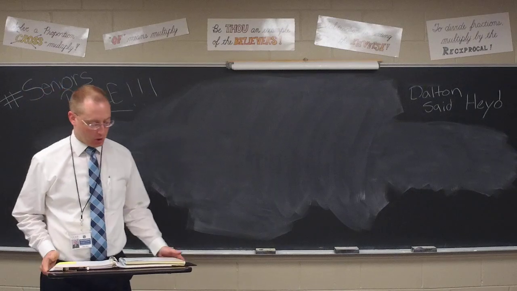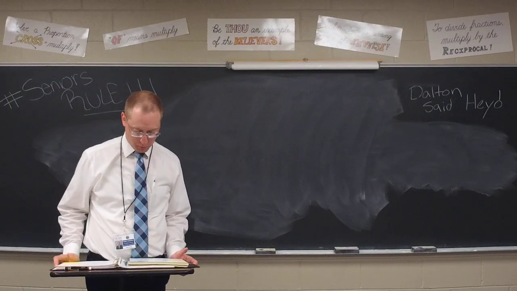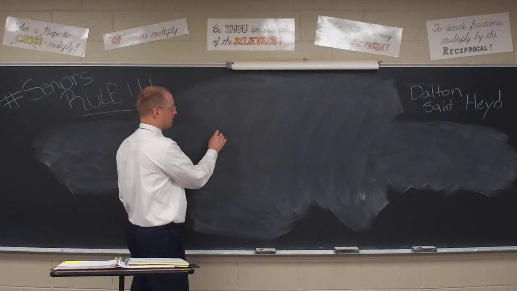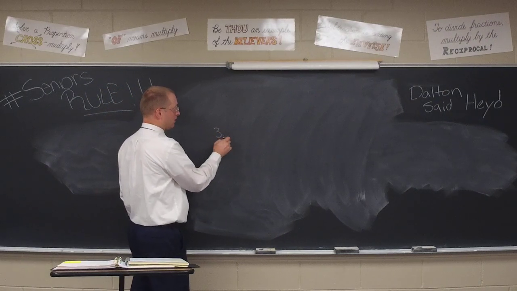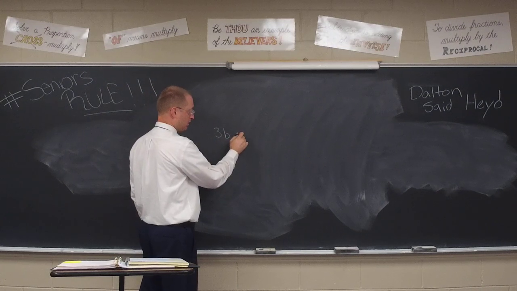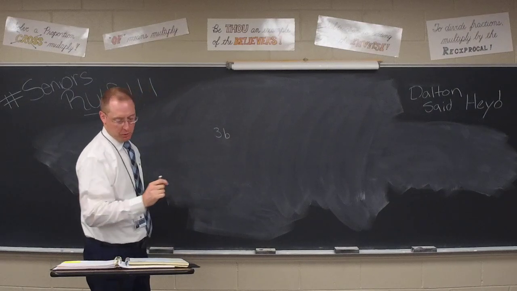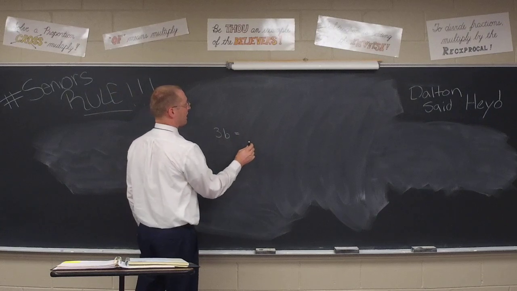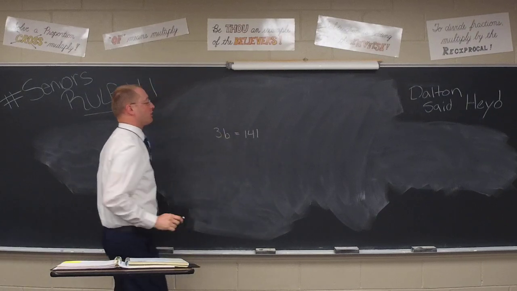How would we write our equation? 3 times a number is 141. Ben? 3b equals 141. What does is mean? Equals. So 3b equals 141.